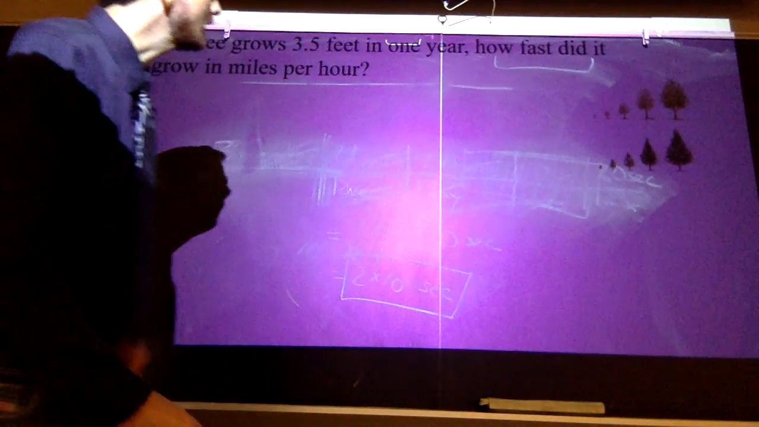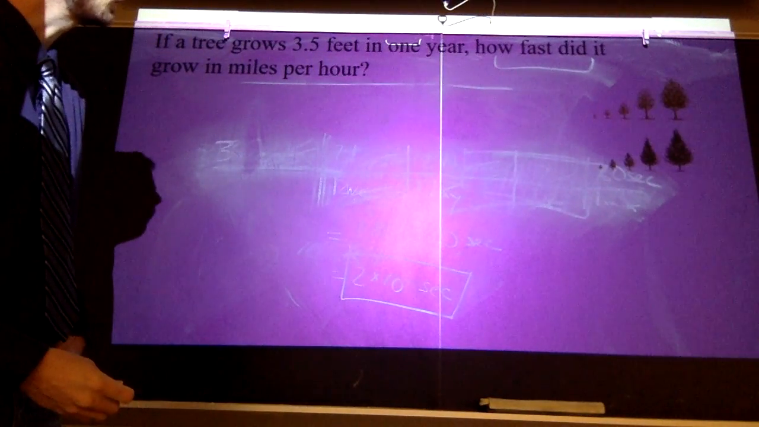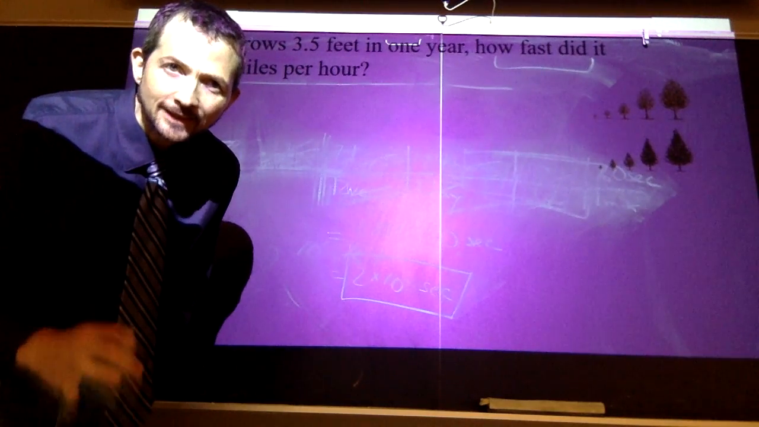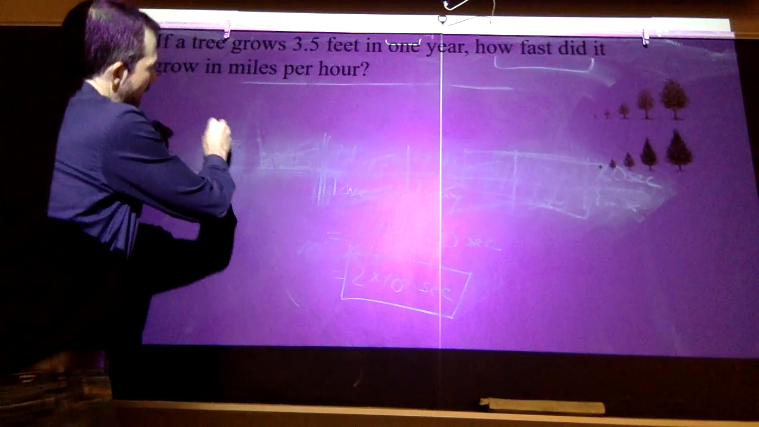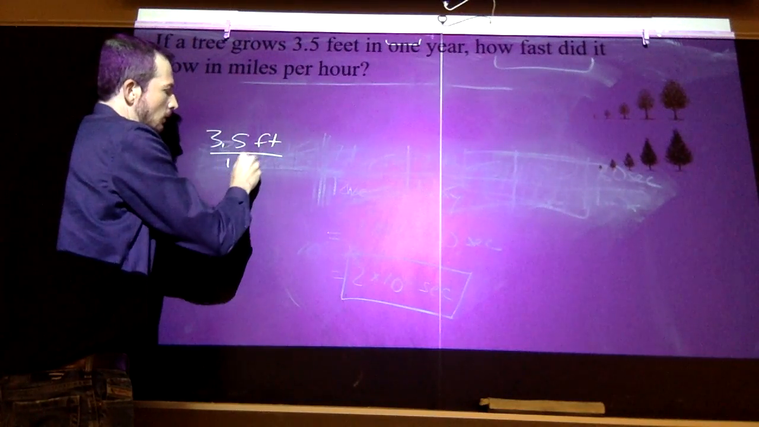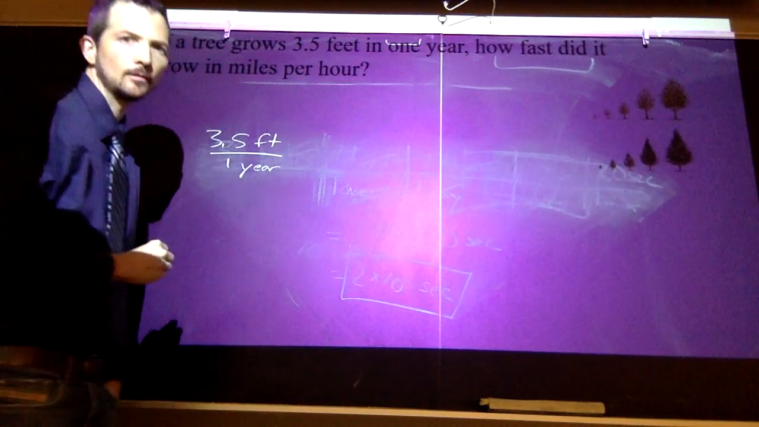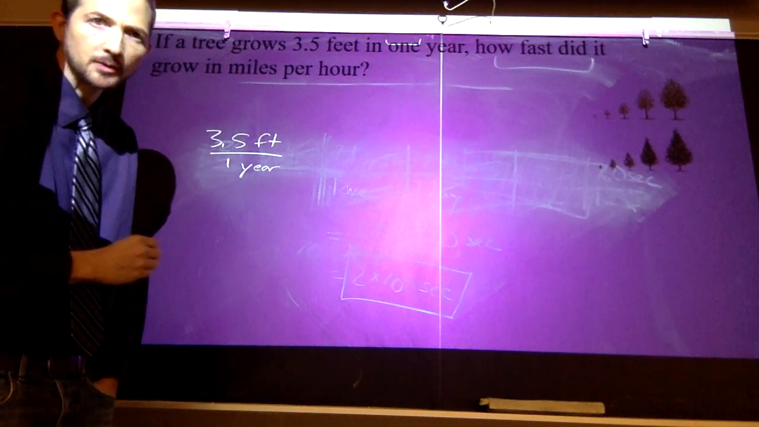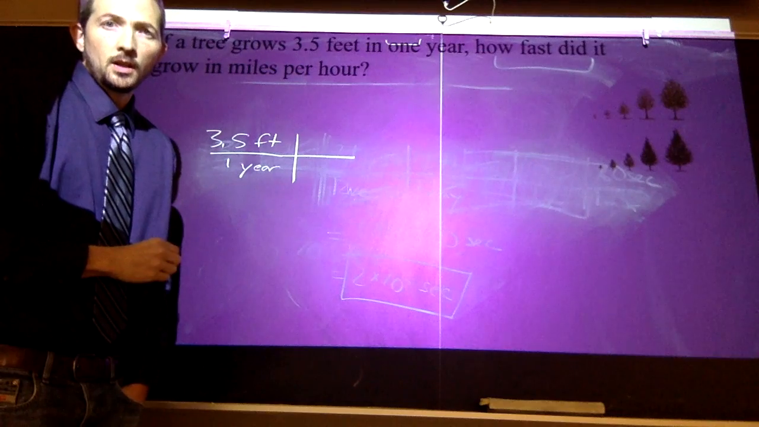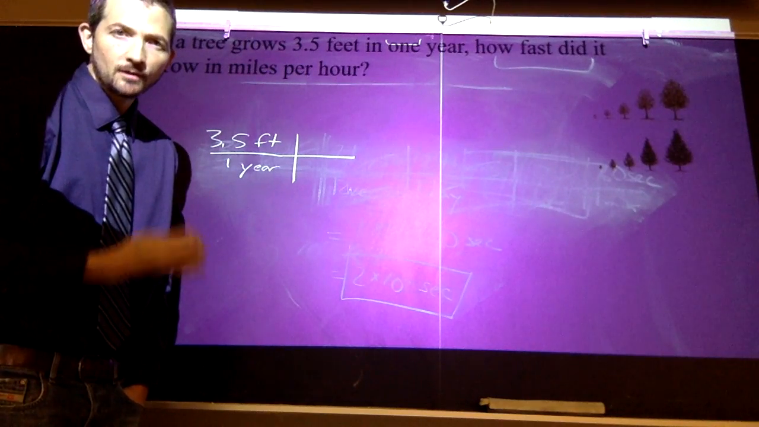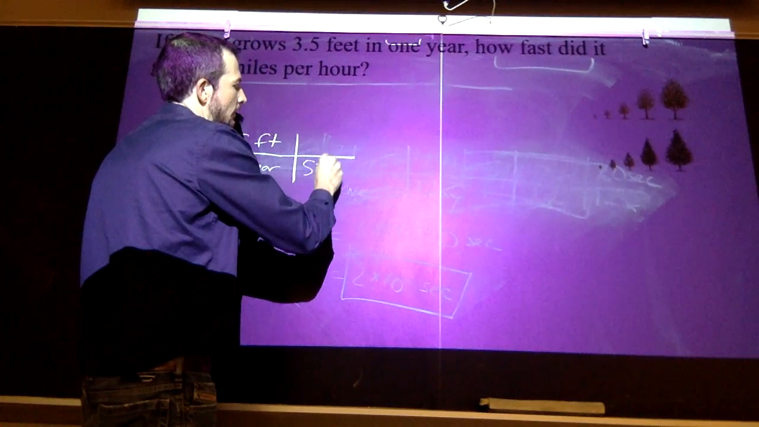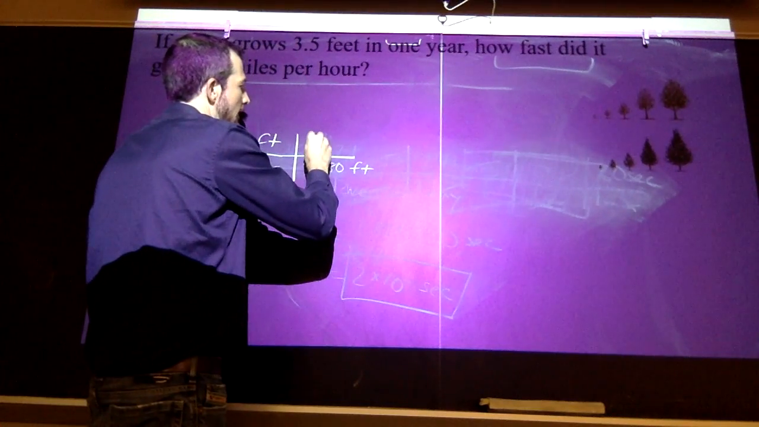So it says if a tree grows 3.5 feet in 1 year, how fast did it grow in miles per hour? So I've got two different things I have to convert on this one. So I got that the tree grows 3.5 feet in 1 year. Now I want to convert that to miles per hour. So the first thing I can do is convert feet to miles. So 5,280 feet in a mile.